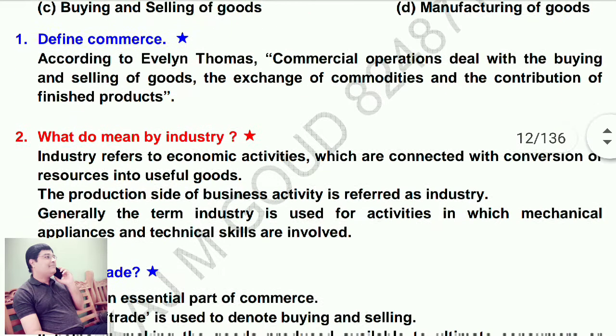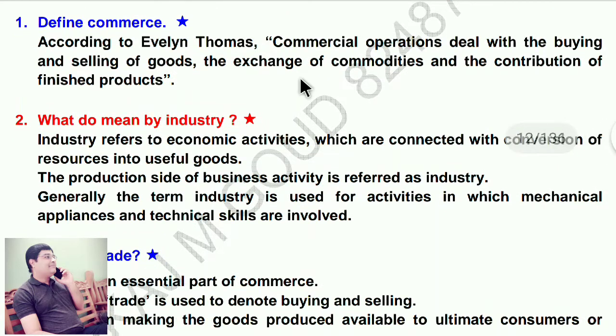Now, first, very short answer. Define commerce. According to Evelyn Thomas, commercial operation deals with the buying and selling of goods, the exchange of commodities, and the contribution of finished products.